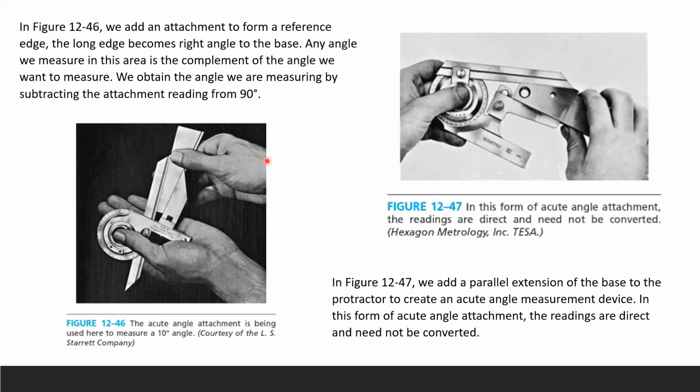So how do we solve that problem? We attach this attachment to form a reference edge, so the long edge becomes a right angle to the base. Any angle we measure in this area is a complement of the angle we want to measure. So we obtain the angle we're measuring by subtracting the attachment reading from 90 degrees.